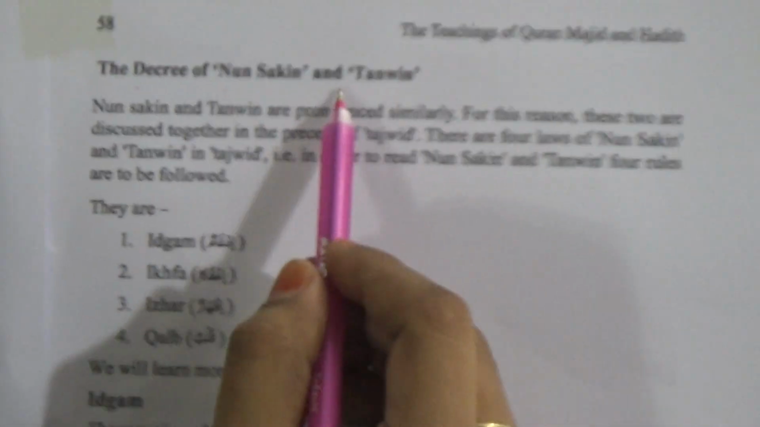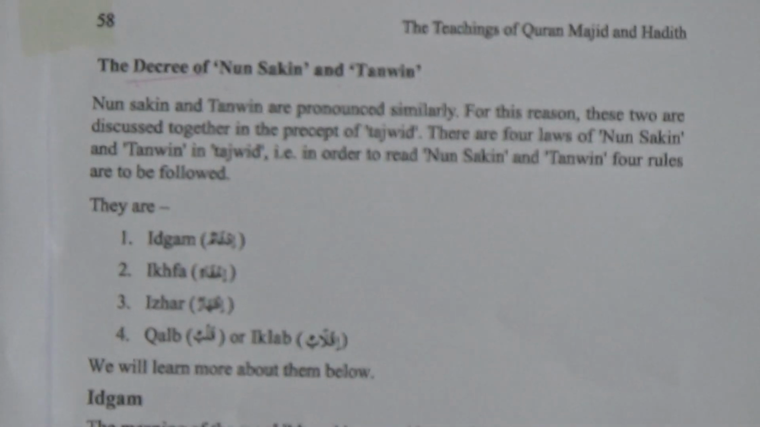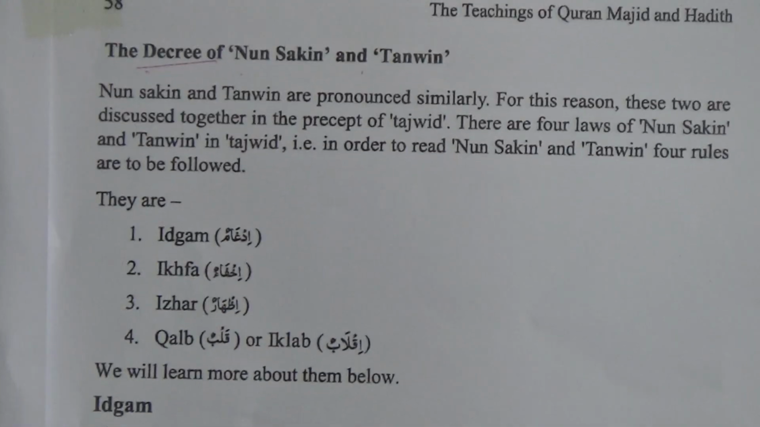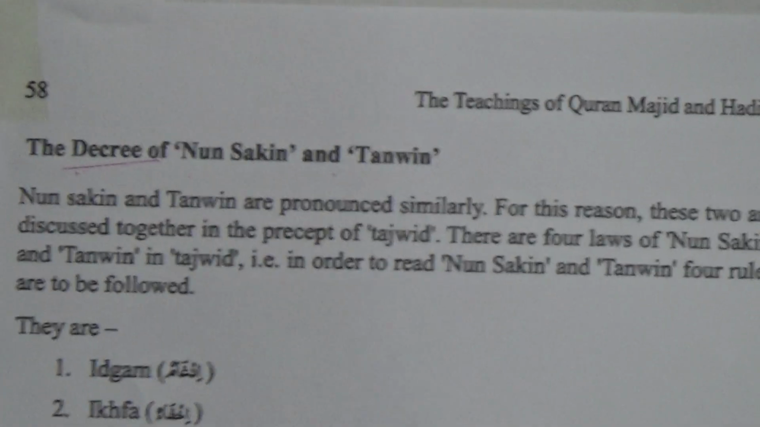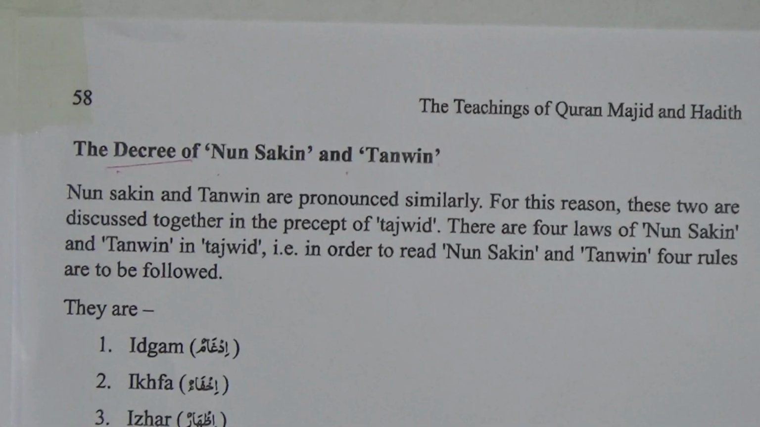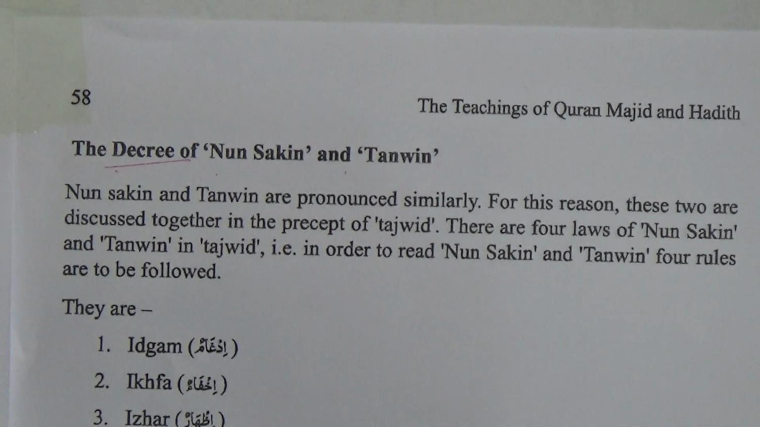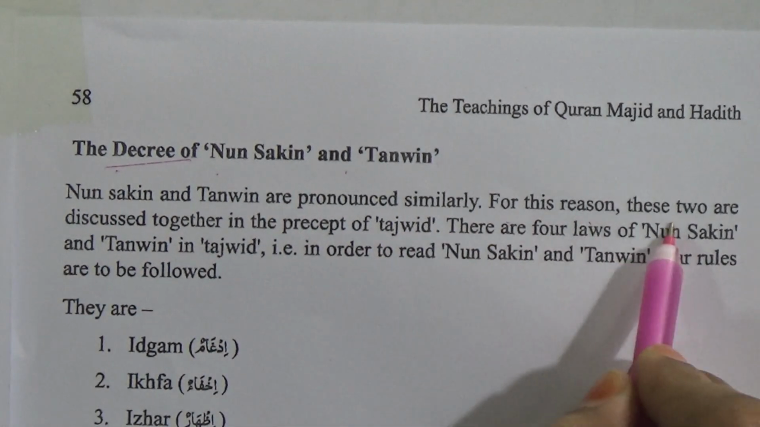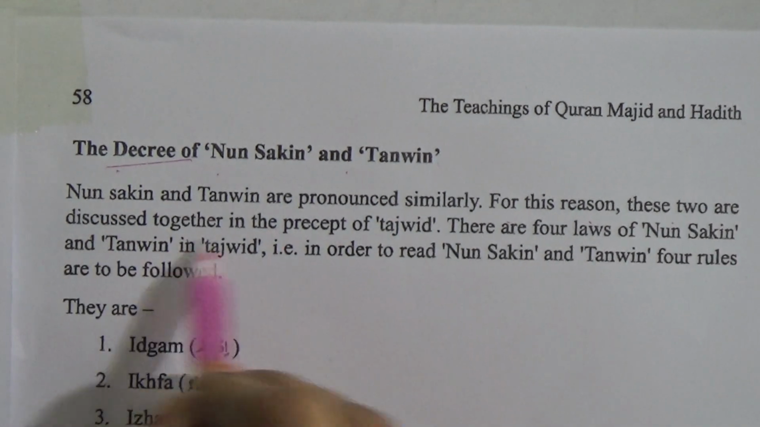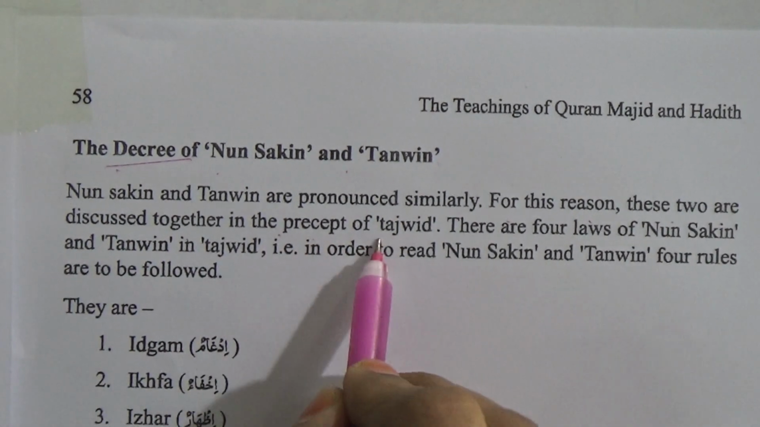Now here is the degree of Noon Sakin and Tanween. Do you know what degree is? Degree means the information, the rules or regulations, the laws of reading Noon Sakin and Tanween. Noon Sakin and Tanween are pronounced similarly. For this reason they are discussed together in the prescript of Tajweed.